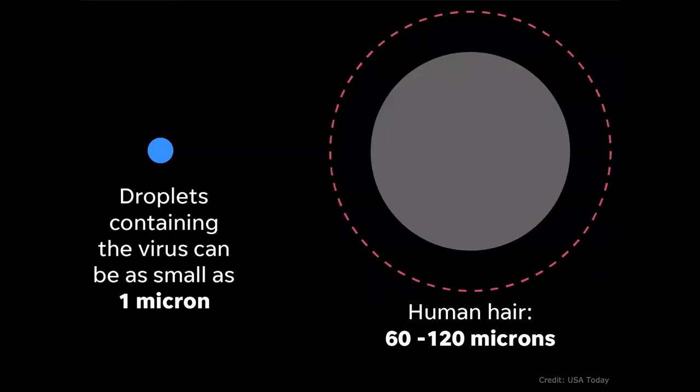Both droplets and aerosols are very small. Droplets containing COVID viruses can be as small as 1 micrometer, that is 60 to 100 times smaller than the diameter of the human hair, while aerosols are even smaller.